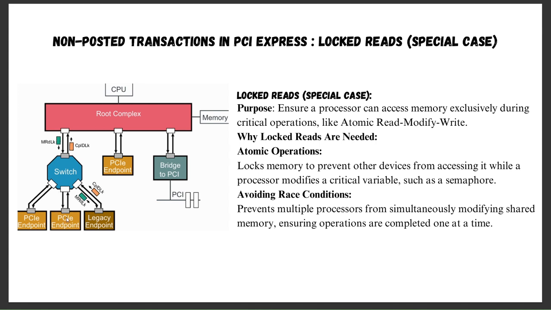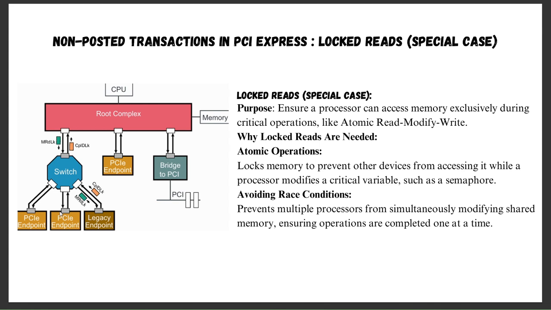So now let us understand how locking the path happens. As the request passes through each routing device like switches, the port gets locked. This means no other packet can pass through the port until the locked transaction is completed.